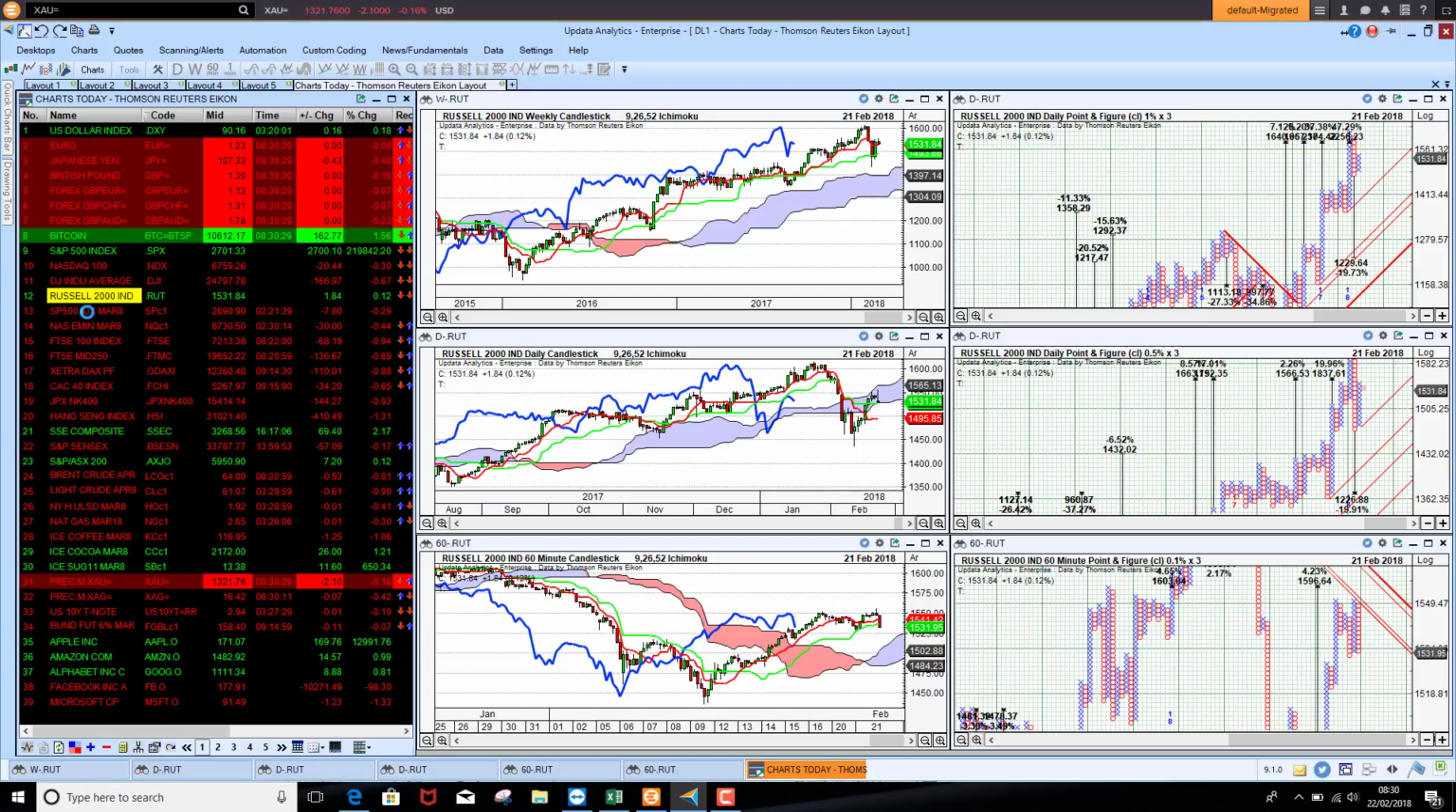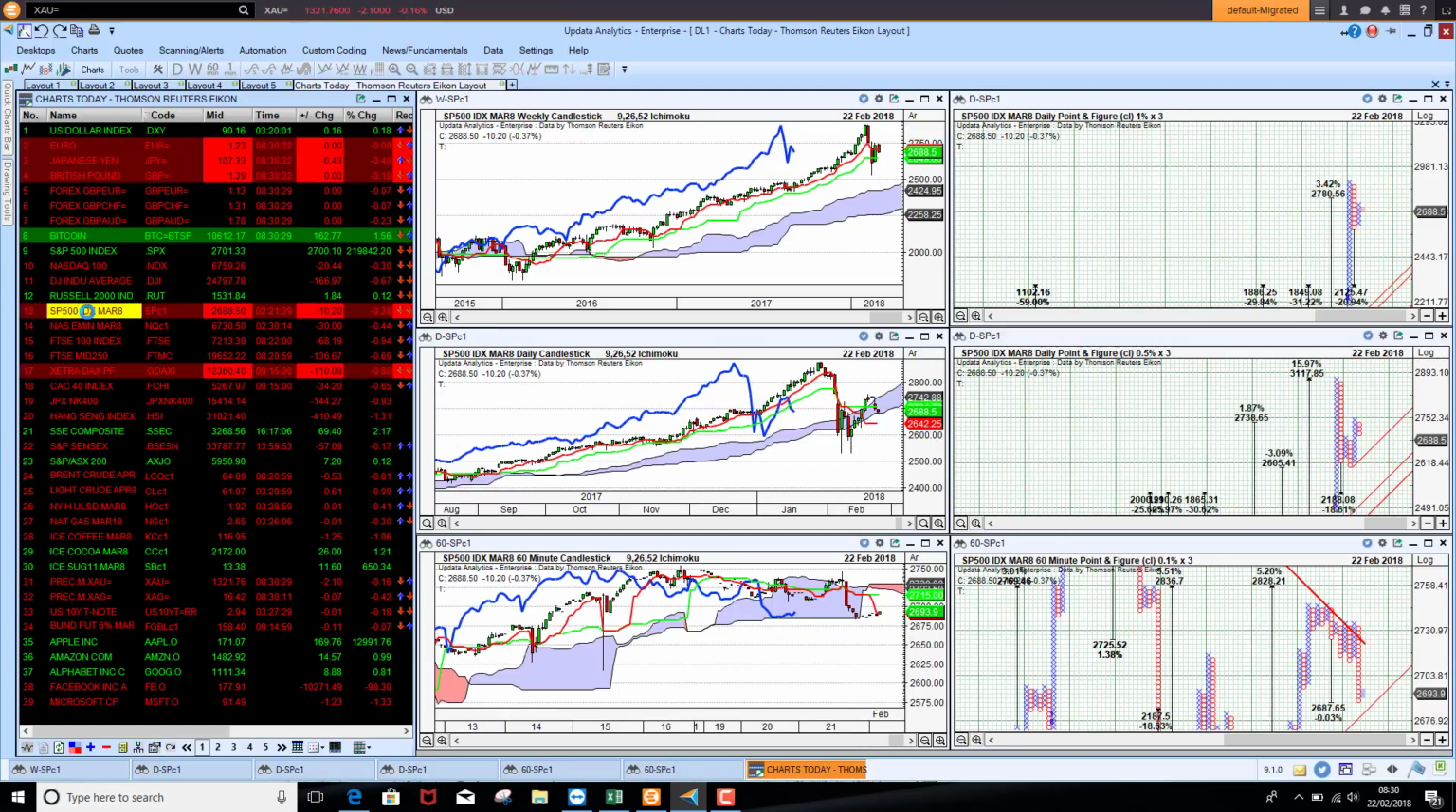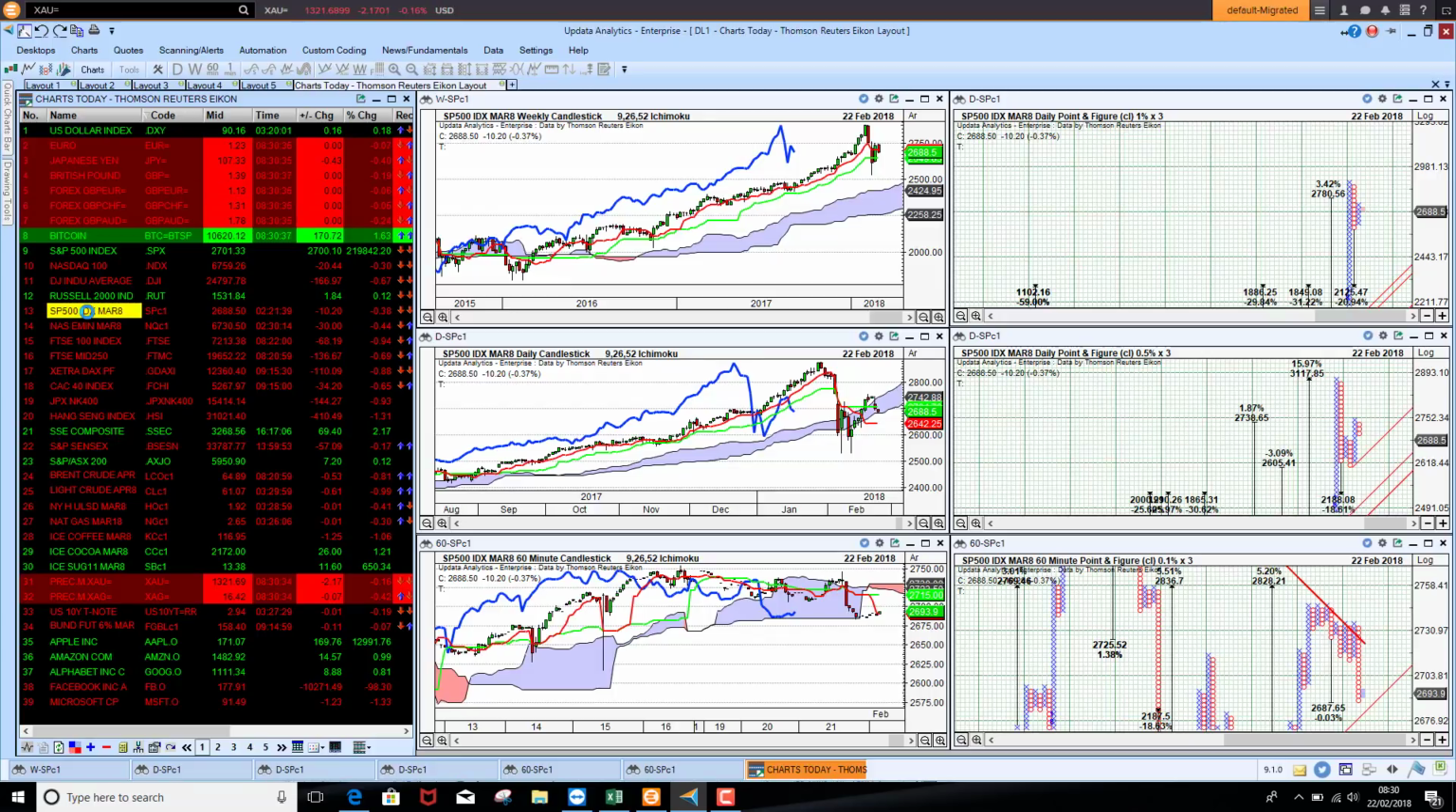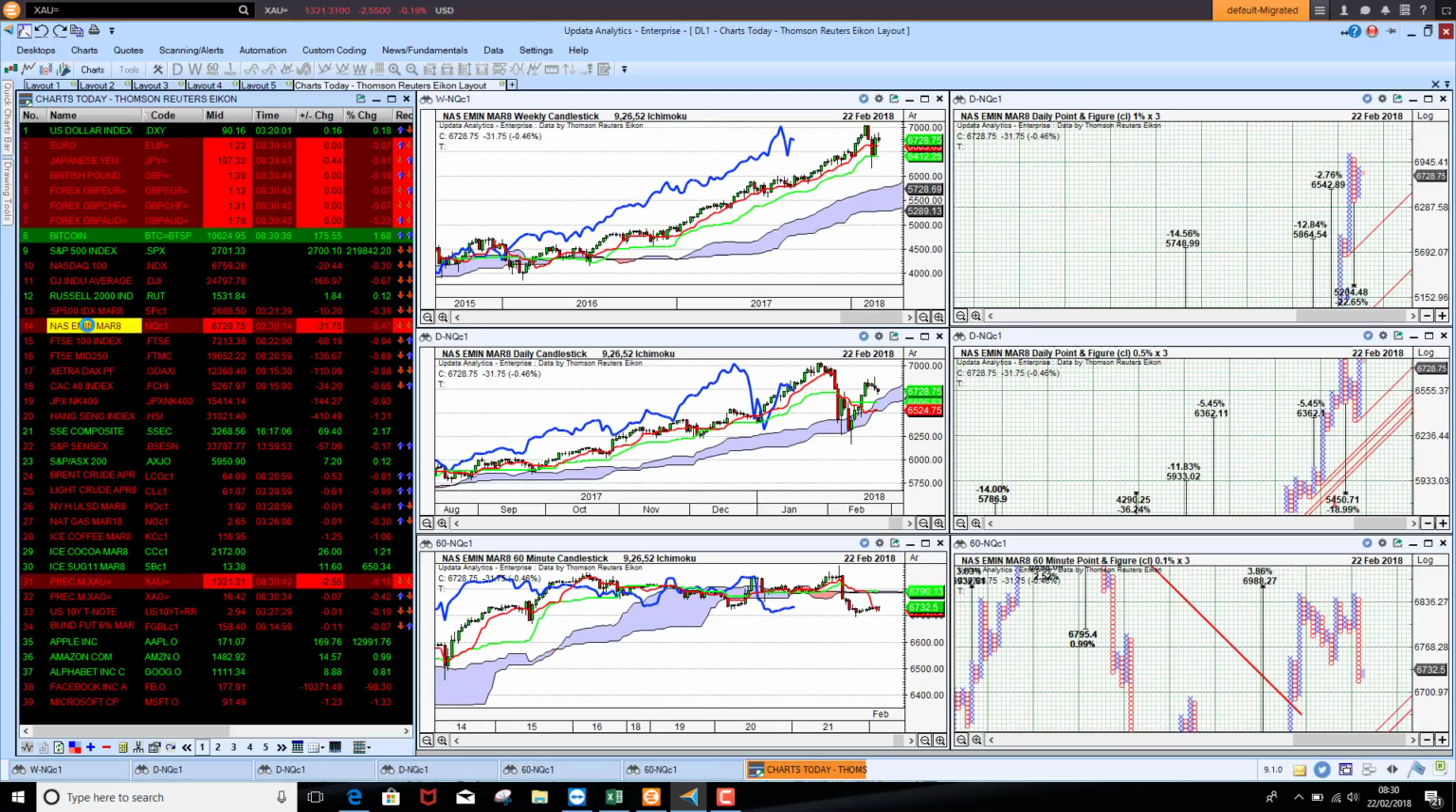Looking at the futures, the S&P 500 future is down about 0.4% at the moment, so it does suggest a lower opening in the US. And looking at the Nasdaq E-mini, down nearly 0.5% and just falling below the cloud as well, so it does suggest the US is going to open lower.